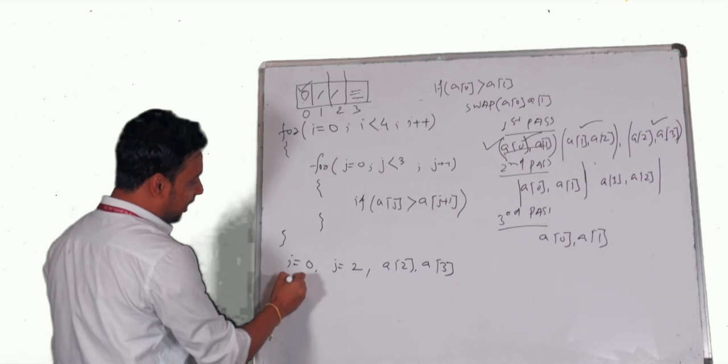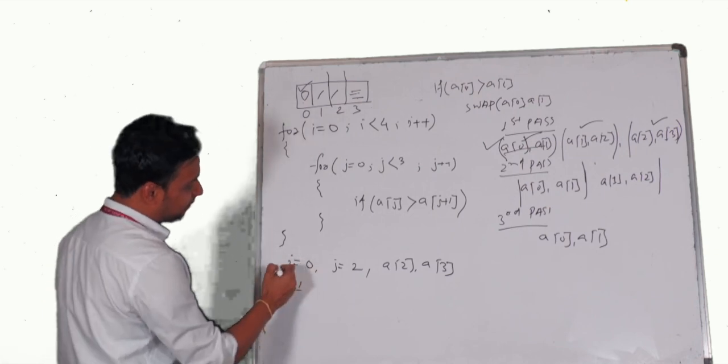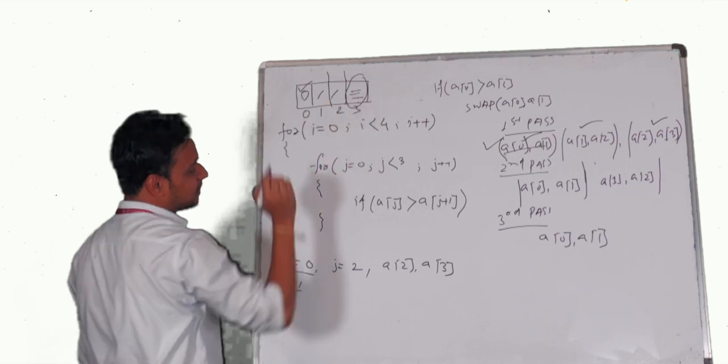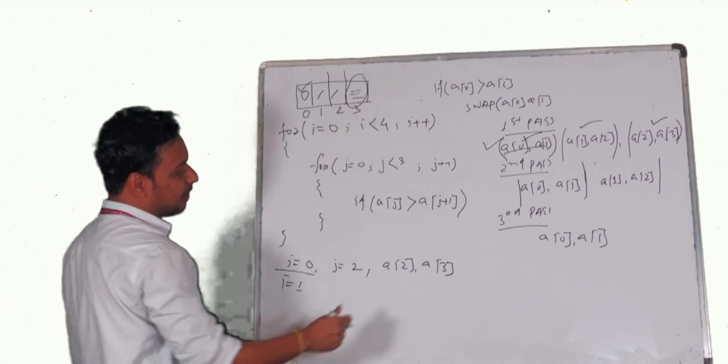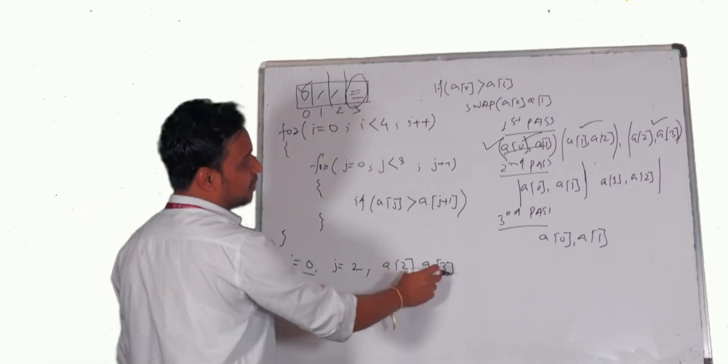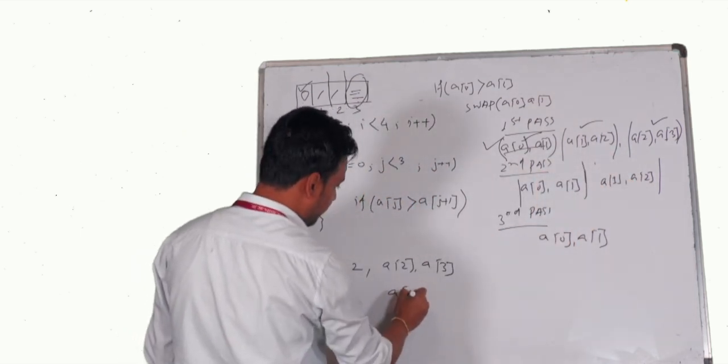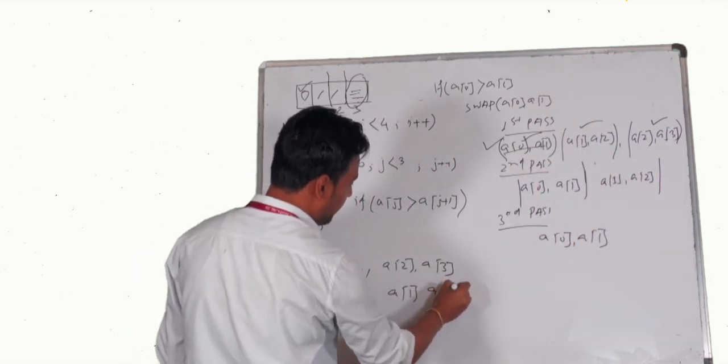When the value of i is 1, that means we have already done one pass. That means we have already put the last element in its correct position, right? Now this time I do not want to compare a of 2 with a of 3. I want to compare a of 1 with a of 2.